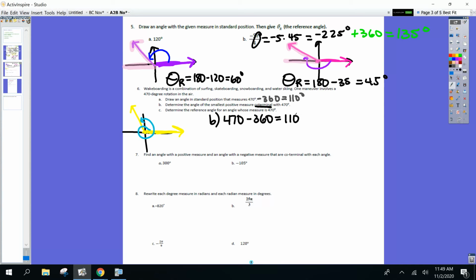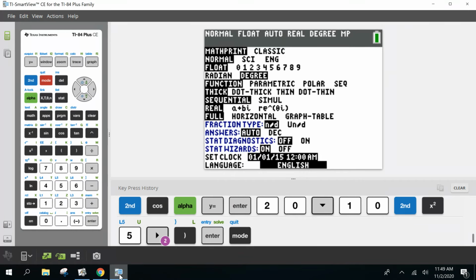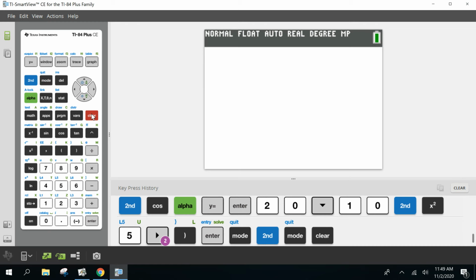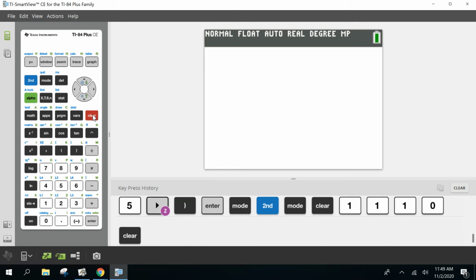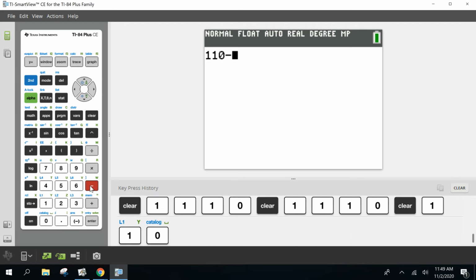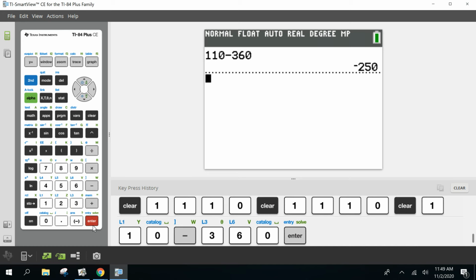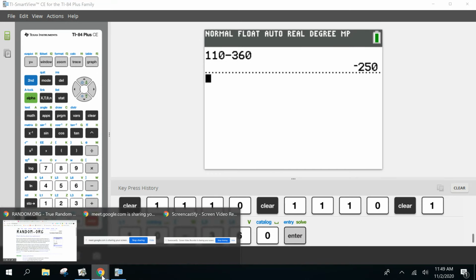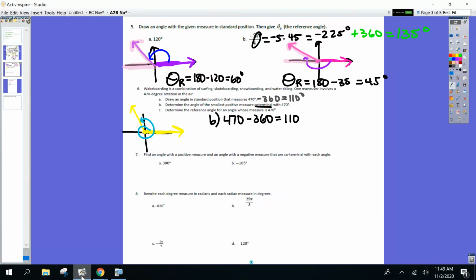I get 110. Now, should I subtract 360 again? Let's take a look. I'm at 110. 110 minus 360, that angle is also coterminal. The problem is, it doesn't follow my directions, does it? Because the direction said smallest positive coterminal. So that is where I stop, at 110 degrees.